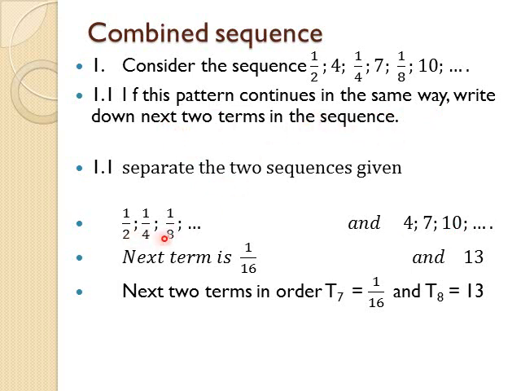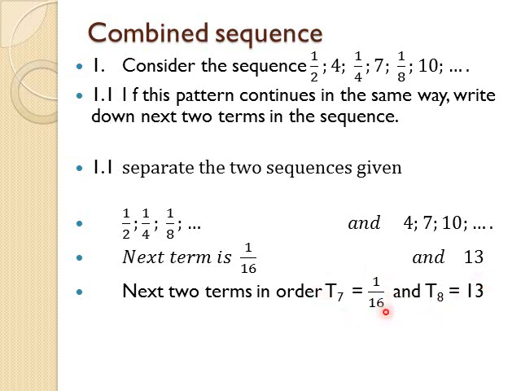So I have half, quarter, 1/8. So there you should see 1/2 times 1/2 gives me 1/4, 1/4 times 1/2 gives 1/8, so 1/8 times 1/2 should give me 1/16. We look at 4, 7 and 10, 4 plus 3 is 7, 7 plus 3 is 10, so the next term is 10 plus 3. Be very careful, so term 7 there would be a fraction and term 8 would be 13.